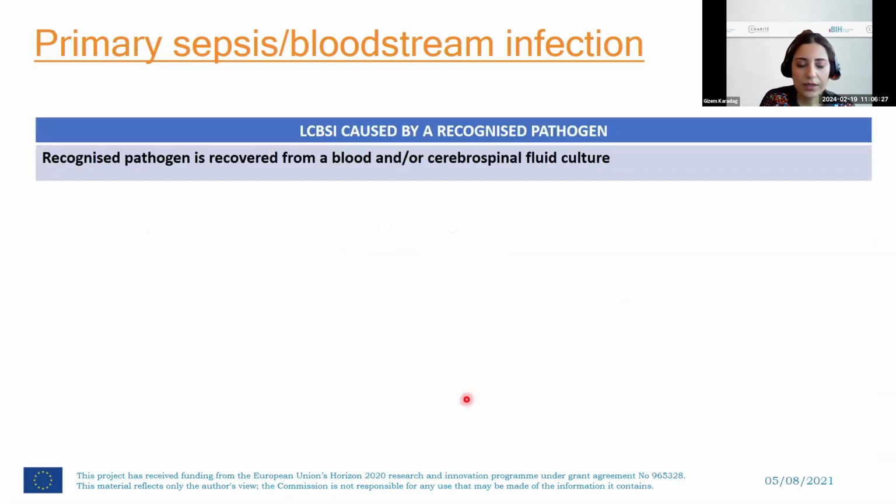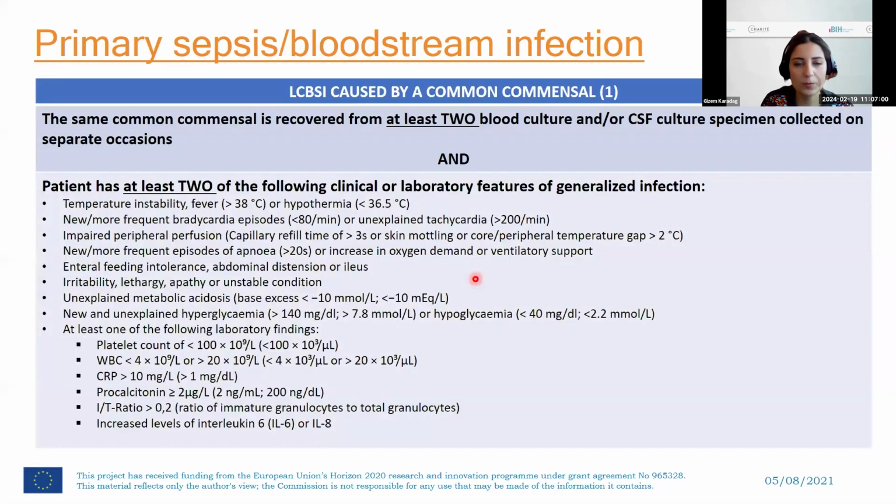Now I am going to talk about laboratory confirmed bloodstream infections. The first one is the infections caused by recognized pathogens. It's basically only one criterion: if the pathogen was recovered, isolated from blood or cerebrospinal fluid culture, the condition is met, and you can report this case as sepsis caused by a recognized pathogen.